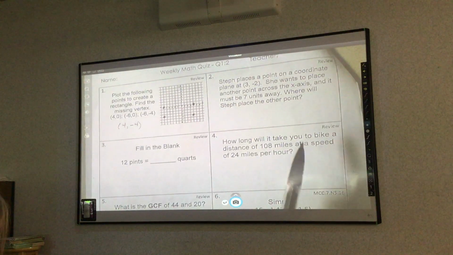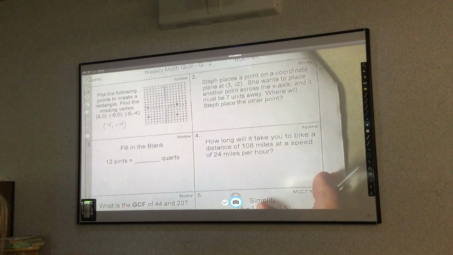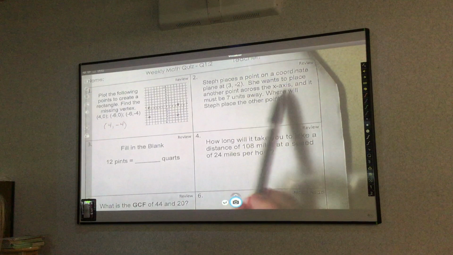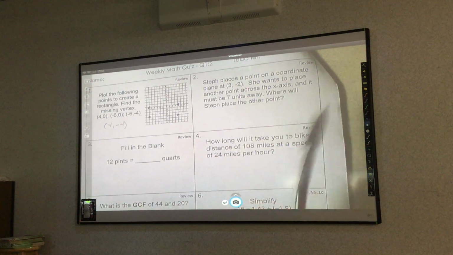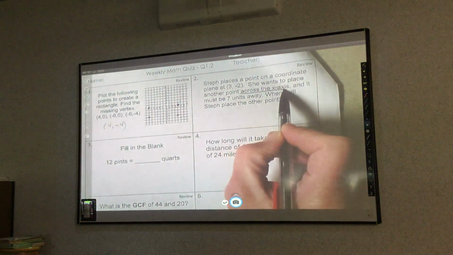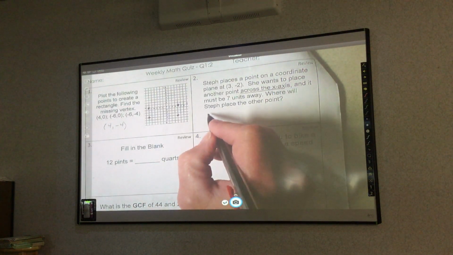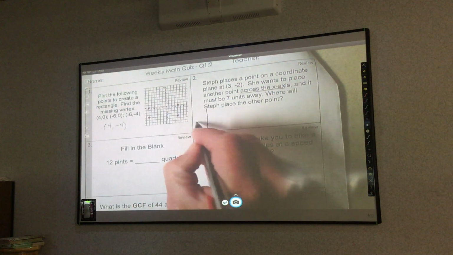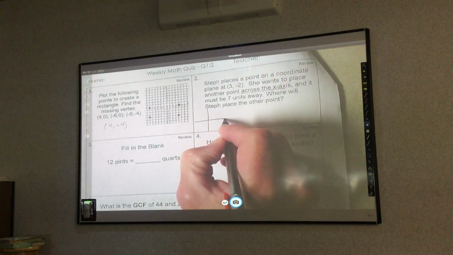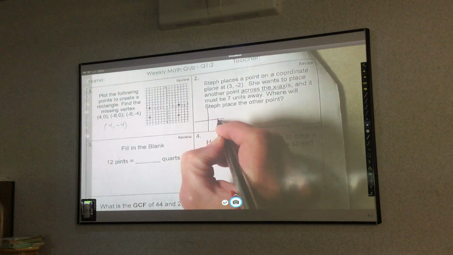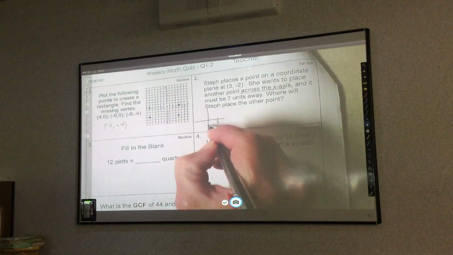Steph places a point on a coordinate plane at 3, -2. She wants to place another point across the x-axis. That's important. And it must be 7 units away. Where will Steph place the other point? So you need to make your little bit of a graph. It doesn't need to be perfect. I go over 3, down a -2.